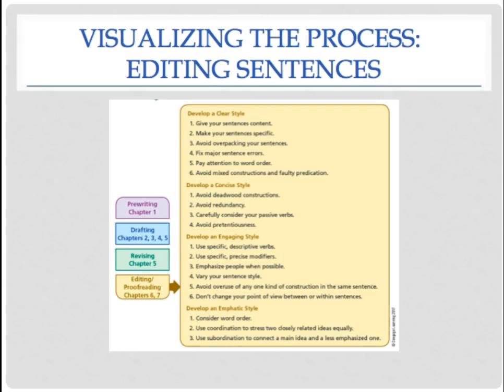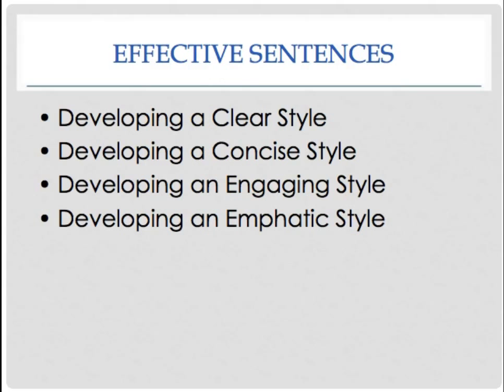You also want to develop an emphatic style, which considers word order, uses coordination to stress two closely related ideas equally, and uses subordination to connect a main idea and a less emphasized one. So, to develop effective sentences, you want to develop a clear style, a concise style, an engaging style, and an emphatic style.